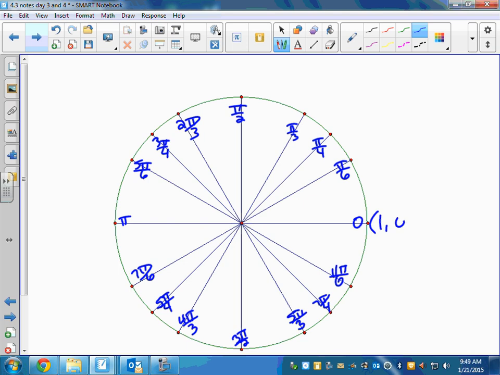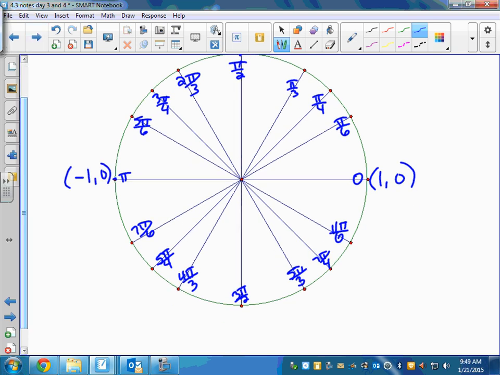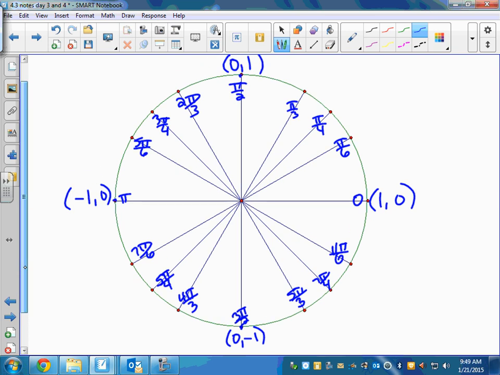This is the point 1, 0. This is the point 0, 1. This is the point negative 1, 0. And this is the point 0, negative 1. And then I'm going to show you a wonderful trick that my good friend Patrick showed me on YouTube.